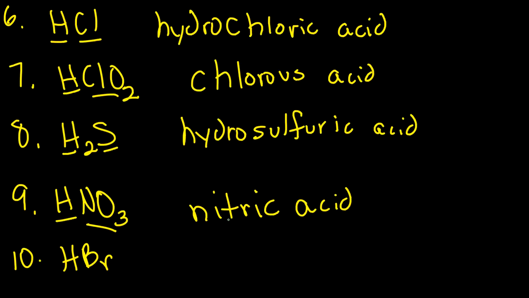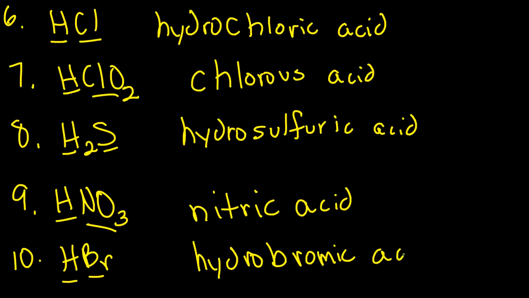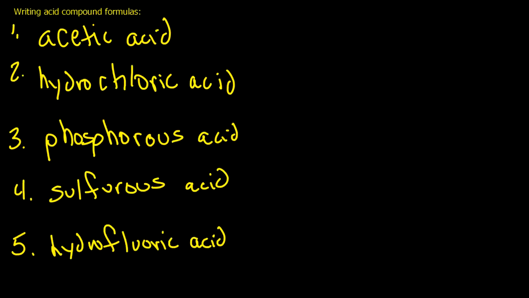Last example, HBr, binary acid. We name hydro. Br is bromine, we change it to bromic. HBr is hydrobromic acid. Moving on to writing acid compound names, this is the reverse of what we just did.